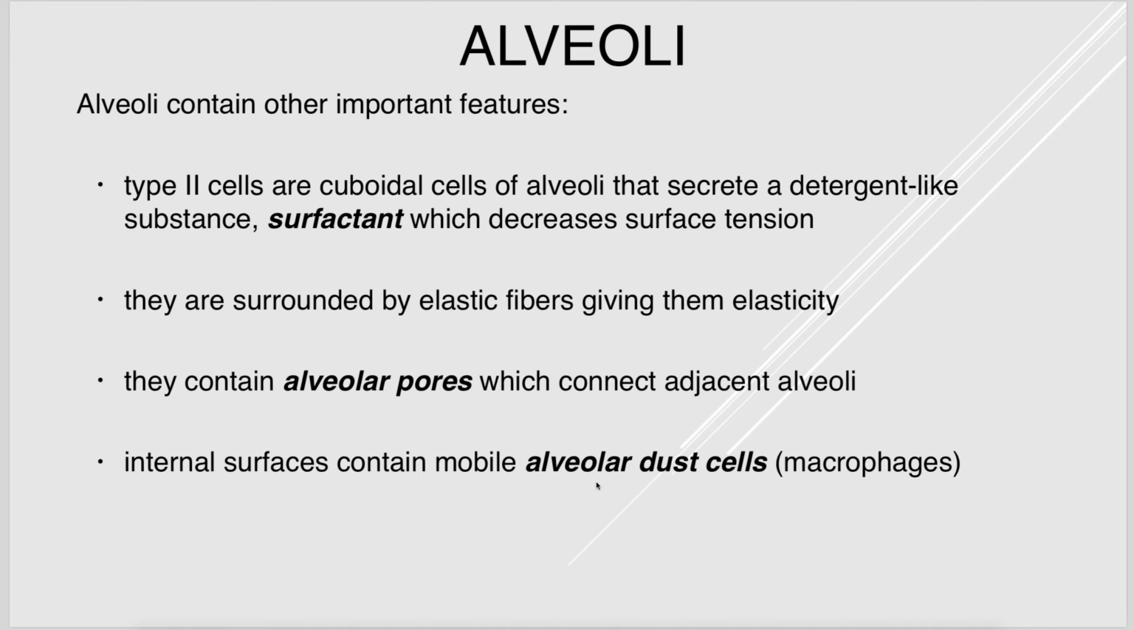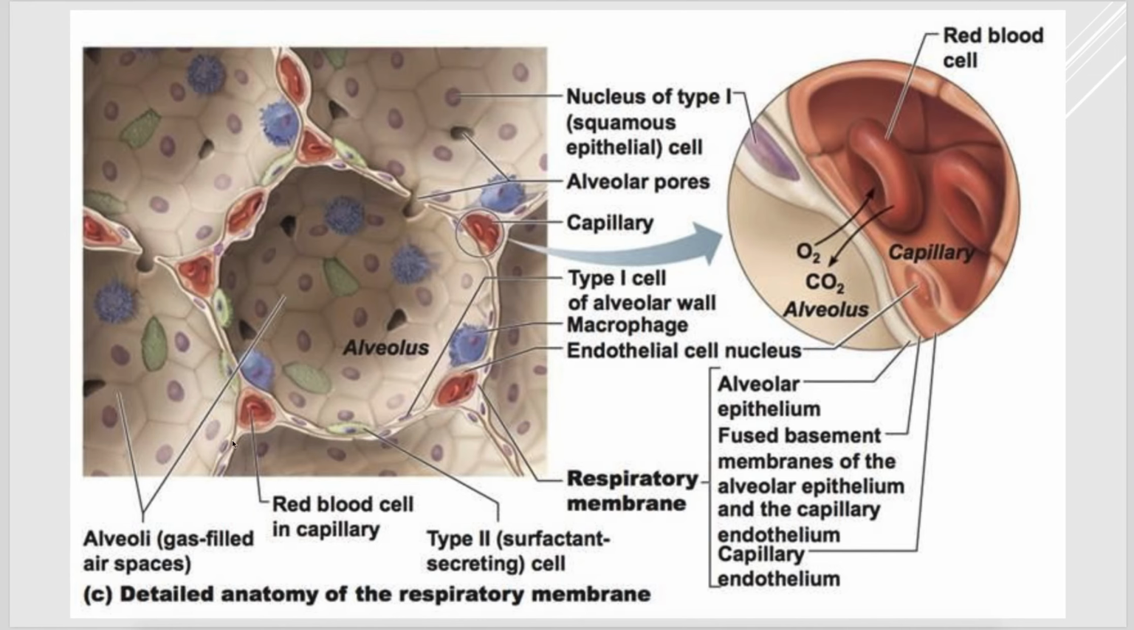And then we talked about the alveolar pores. So these are the alveolar pores, and the purpose of these is to equalize air, so one alveolus doesn't get more air than another. Alveoli also have these macrophages known as alveolar dust cells.